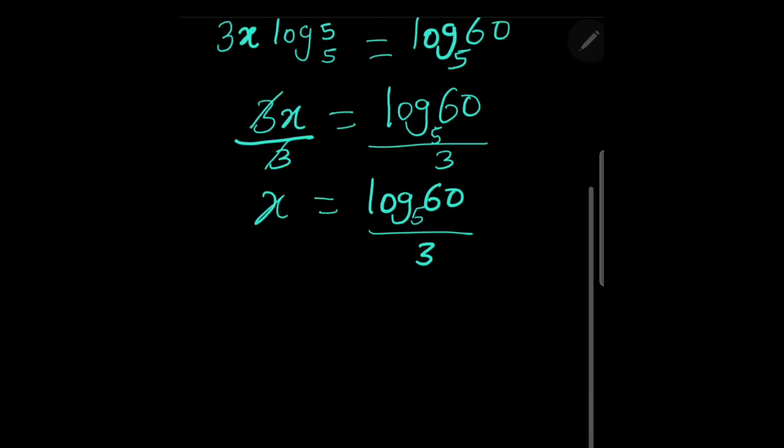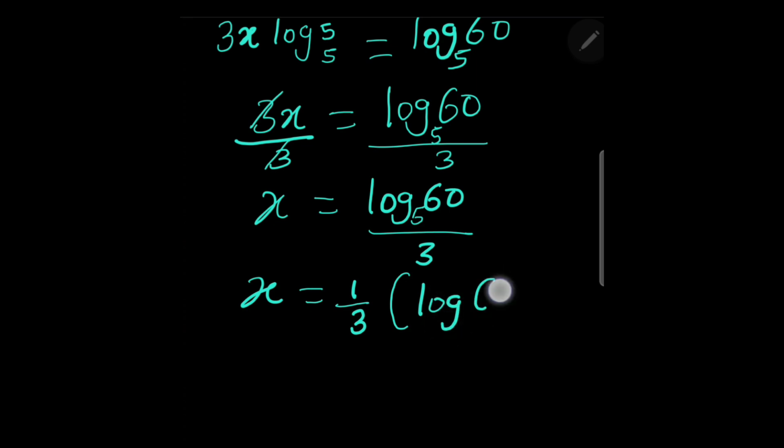Now we have x equal to log 60 to base 5 over 3, but this is not going to be the final answer, because we need to simplify the right hand side to its lowest form. So what do I mean? We are going to have x now equal to this 3 in the denominator. We can factor it out, which is going to be what? 1 all over 3, then multiply by log 60 to the base of 5. 60 can also be written as 5 multiplied by 12. So we can write 60 as 5 multiplied by 12, then to the base of 5, right?